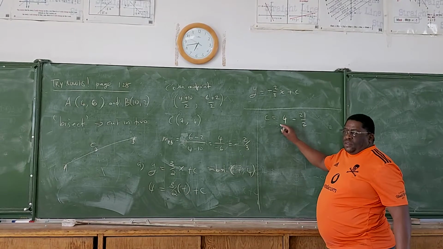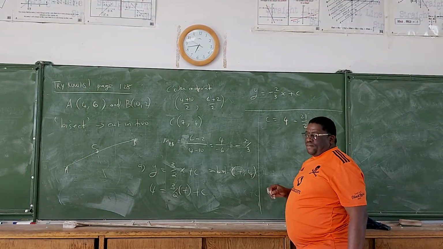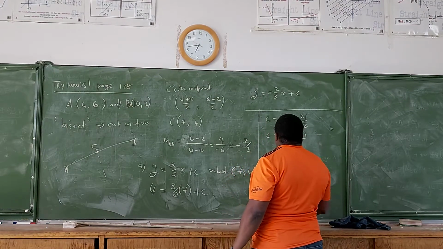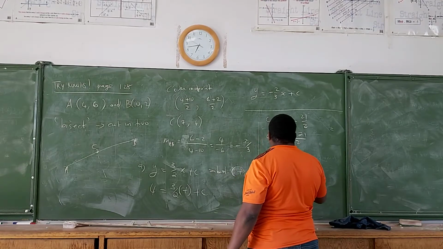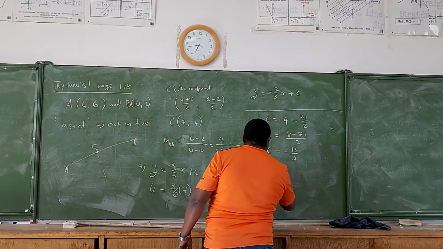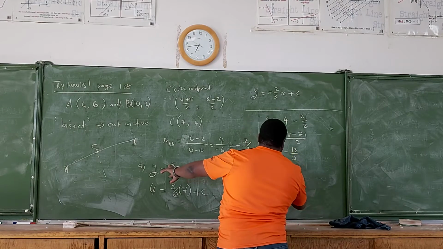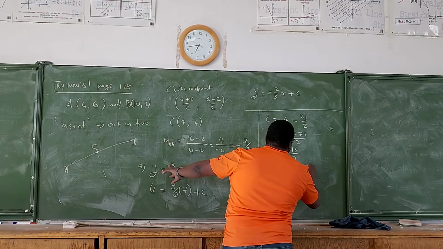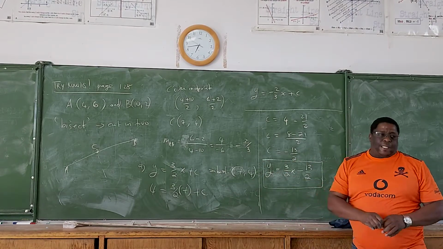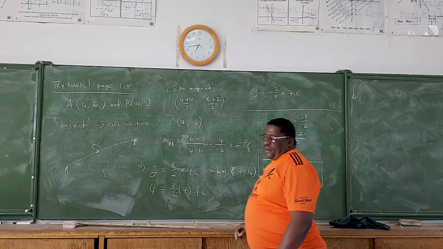Is that fine? LCM here is 2. So this is going to be 8 minus 21. So what is 8 minus 21? It's minus 13, over 2. So what is my equation? Therefore my equation is, what's the gradient? 3 upon 2. So it's 3 upon 2 of x minus 13 half. So this is the perpendicular bisector. That's part A.